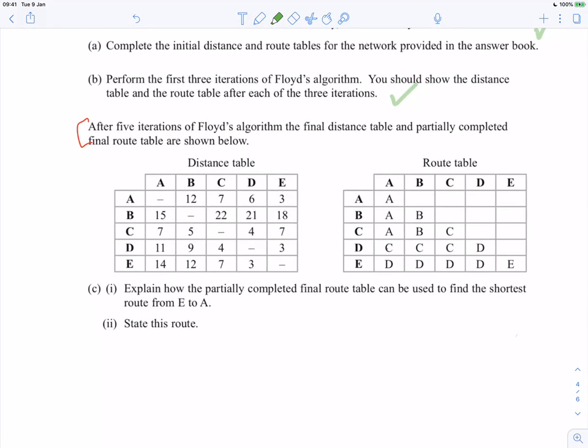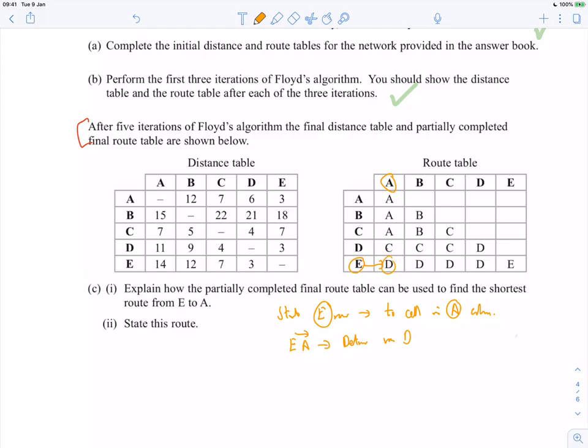Okay, part C. After five iterations of Floyd's algorithm, the final distance table and partially completed final route table are shown below. C(i): explain how the partially completed route table can be used to find the shortest route from E to A. Okay, so what does this mean? Well, we start in the E row and we go to the cell in the A column, because we want to go from E to A. So from E to A means we have to go to D. So that means E to A, we have to have a detour via D.